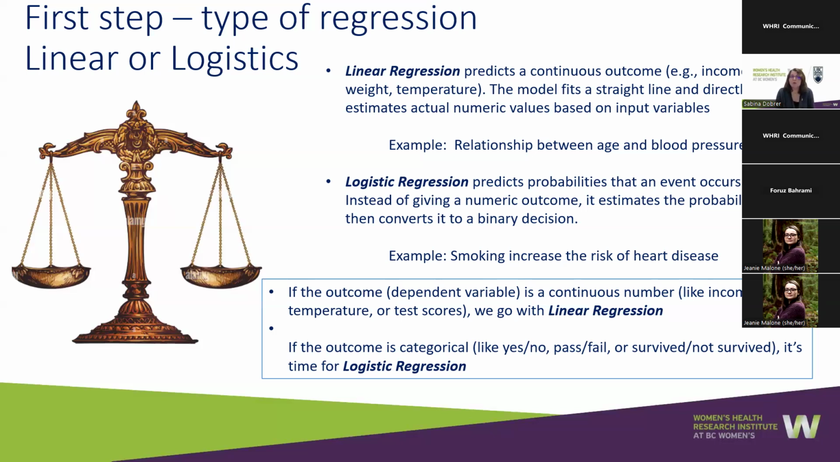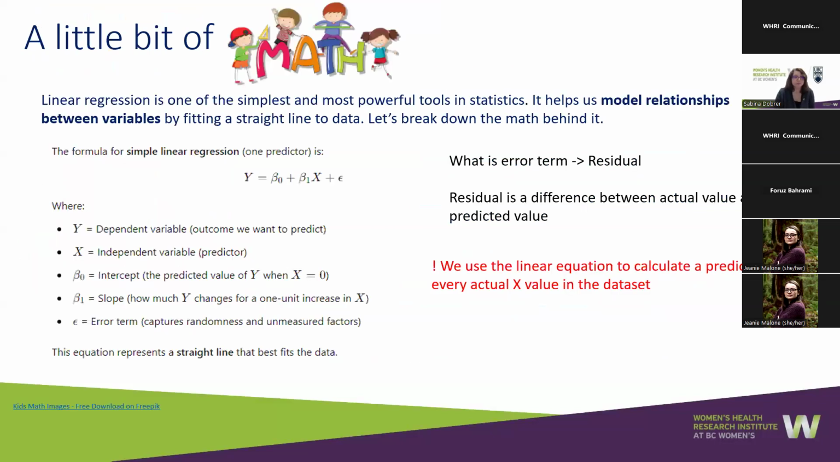If the outcome of it, as we call it, dependent variable, is a continuous variable, it will be linear regression. But if it's categorical, as yes, no, pass, fail, survive, not survived, it will be a logistic regression.